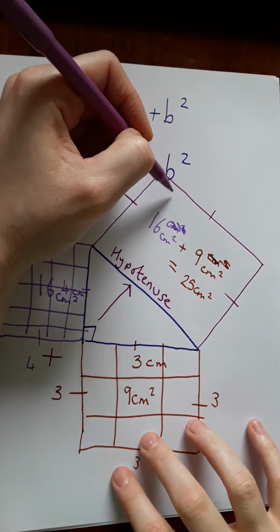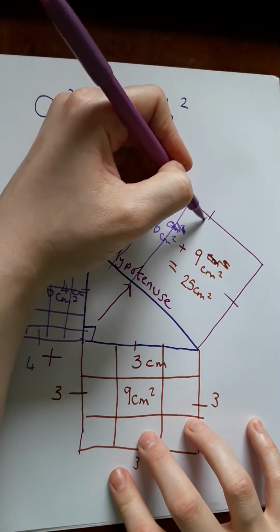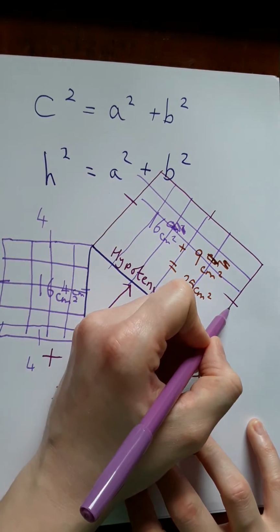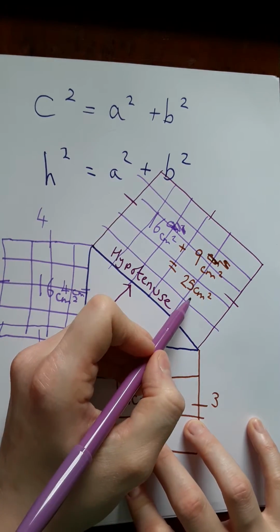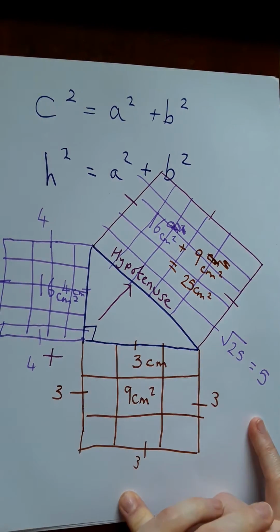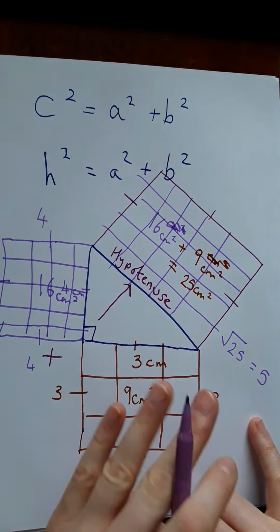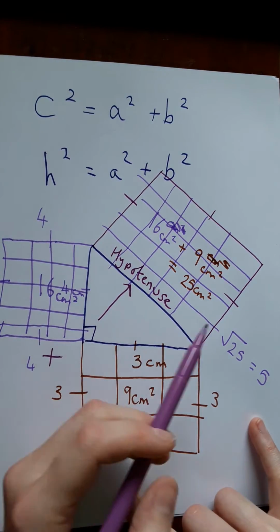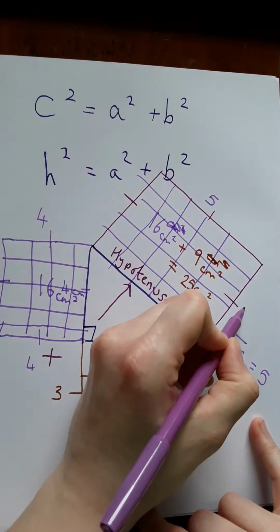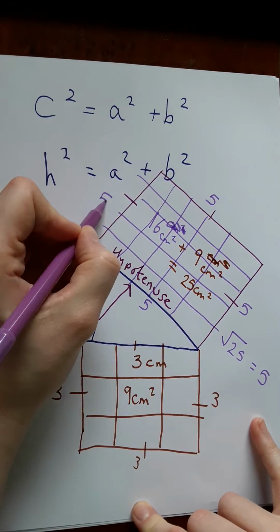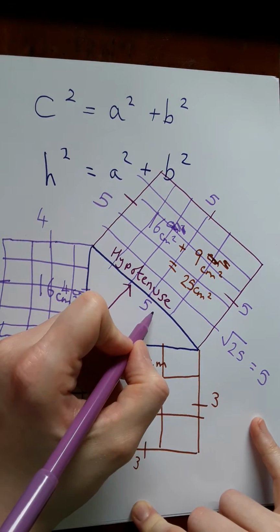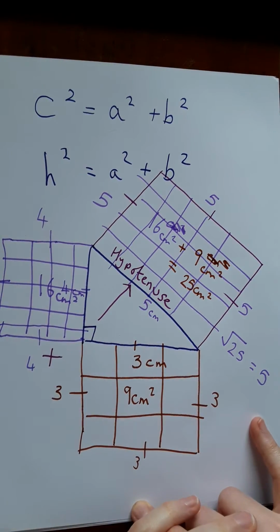So this means that if I have 25 centimetres squared, I must have the square root of 25, which is 5. And if you're not sure about square roots, there's a video on them. So basically 5 times 5 makes 25. So I now know that 5 centimetres is the length of each of the sides of this square, which means that my hypotenuse must be 5 centimetres.